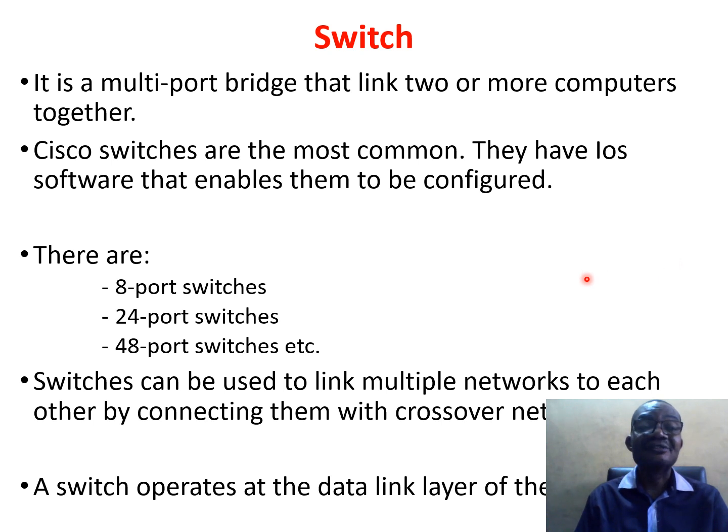The next is a switch. A switch is a multi-port bridge that links two or more computers together. Cisco switches are the most common types of switches. Usually, switches have IOS software that enable them to be configured. There are various types of switches based on the number of ports. We have 8-port switches, 24-port switches, 48-port switches.